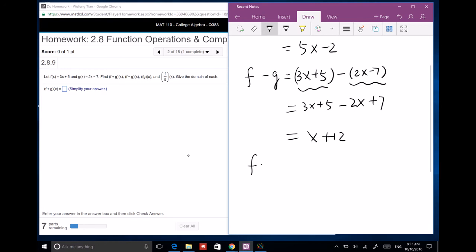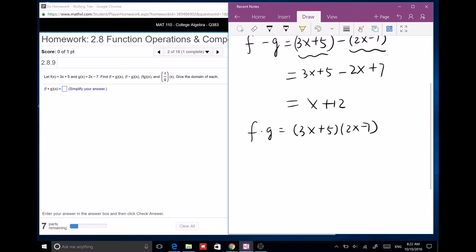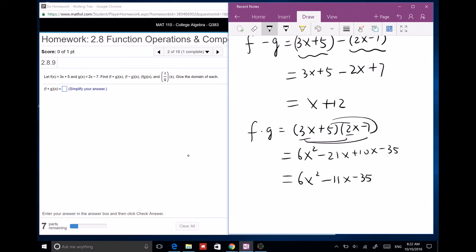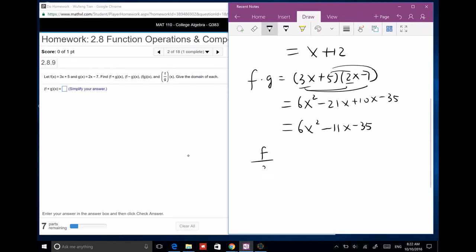F times g, which is (3x plus 5) times (2x minus 7). I think you probably have to FOIL it out. So 6x squared minus 21x plus 10x minus 35. Okay, first, outside, inside, last. So that's 6x squared minus 11x minus 35. So f over g, just put the f on the top, which is 3x plus 5, and put 2x minus 7 in the bottom.